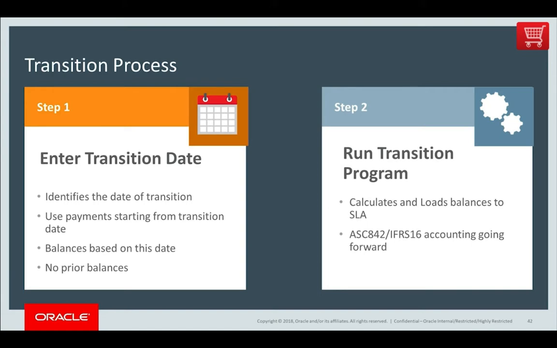Then that's the first step, is entering your transition date. Then you're in your transition program. It's called calculate and load balances to SLA. What that does, it takes all your balances calculated as of your transition date, uploads those to the SLA. Now you've got your starting balances there, and then going forward, all your accounting will be based off the new standards. So that transition date and running that program are your key steps for the transition process. And then at that point in time, all the new accounting goes forward.